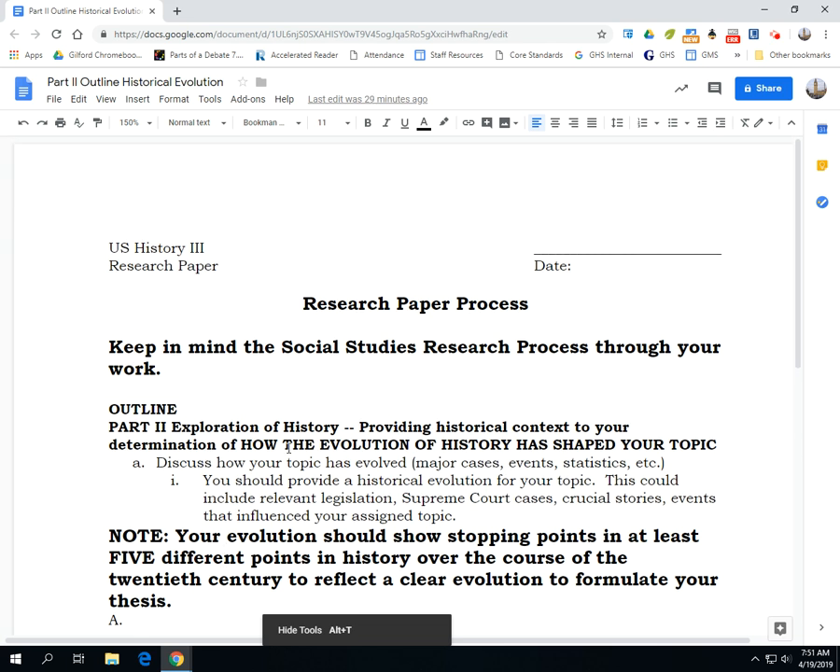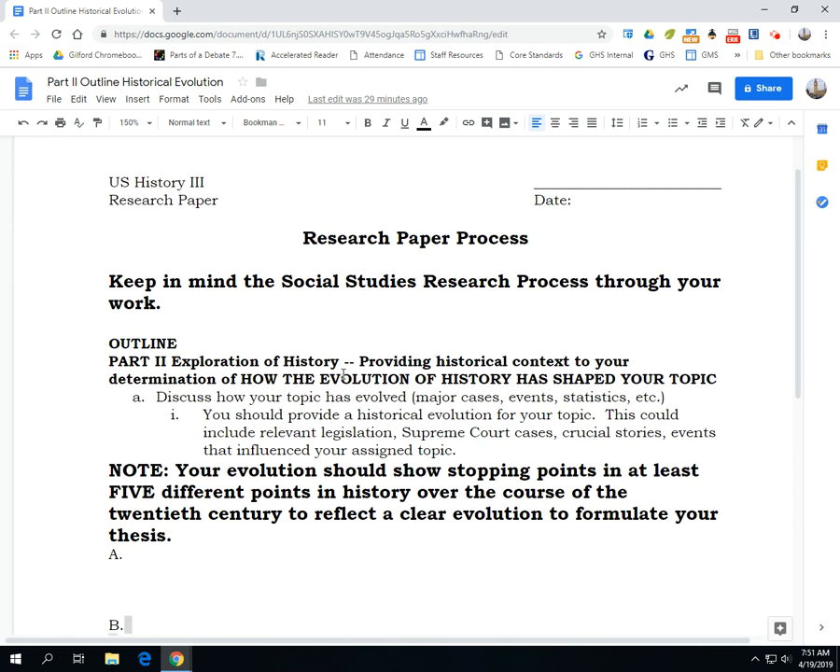Good morning. This is your second tutorial to help you walk through the research paper process. Last tutorial walked you through part one of your paper. So the research paper itself will actually be four parts. Part one will be your introduction, which is kind of defining the importance of your topic. It's defining any components of your topic.